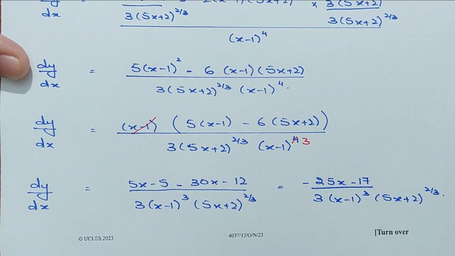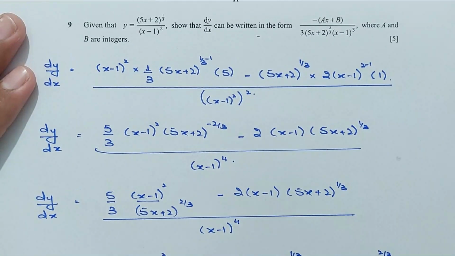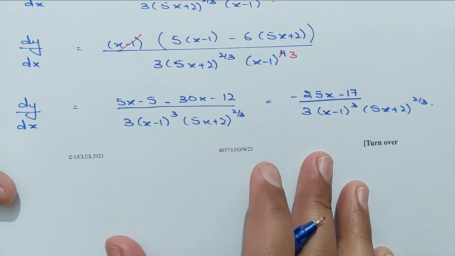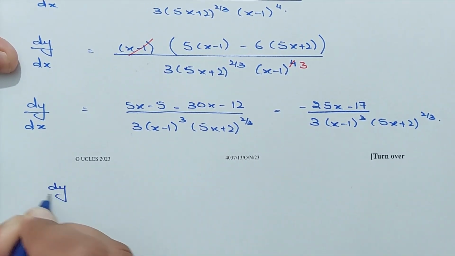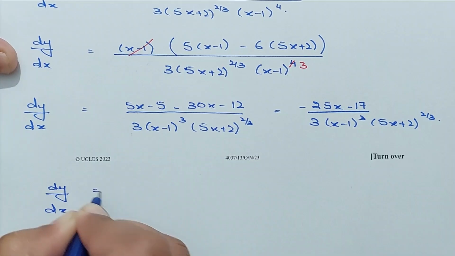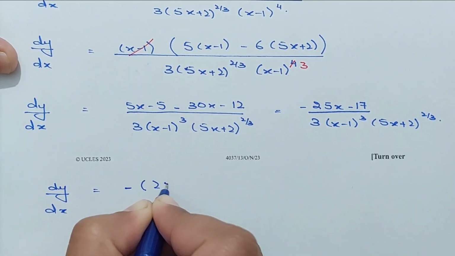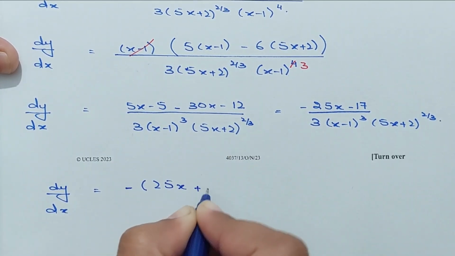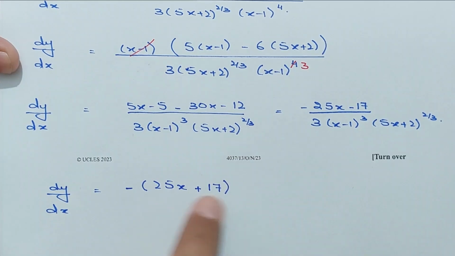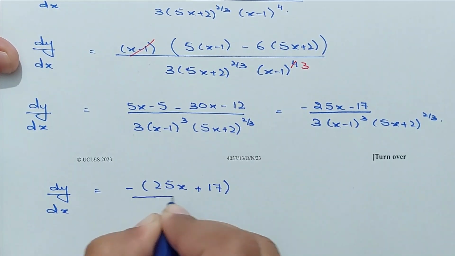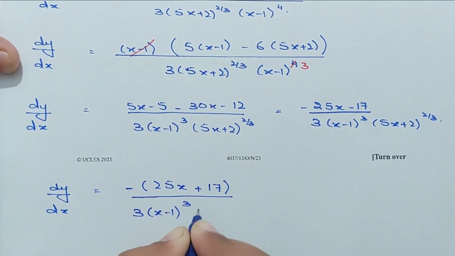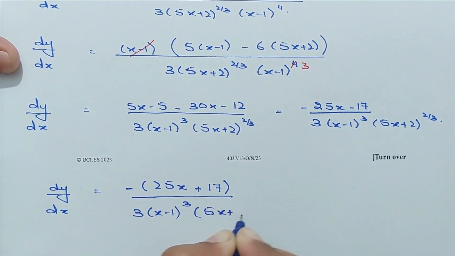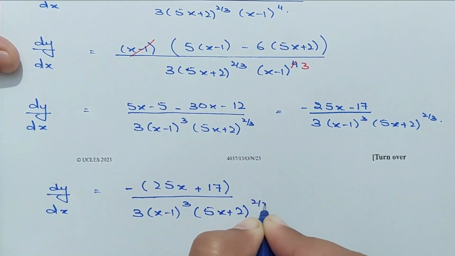Now what is a and what is b? It should be in this form. Negative sign should be common. Okay, let's do one more step. So dy over dx is equal to negative (ax plus b). So a is 25 and b is 17, negative 25 and negative 17 basically, over 3 into (x minus 1) cube, (5x plus 2) to the power 2 by 3, right?